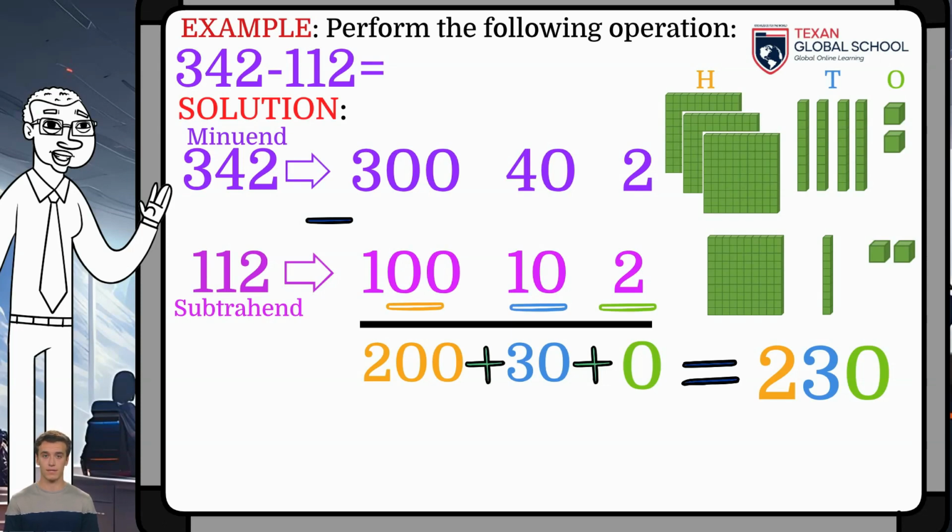The model shows the subtraction process. Cross out the ones of the subtrahend and the same amount in the minuend. Cross out the tens of the subtrahend and the same amount of the minuend. And cross out the hundreds from the subtrahend and the same amount from the minuend. The difference shows 2 hundreds, 3 tens, and 0 ones.